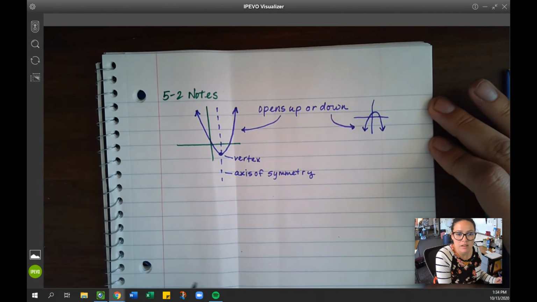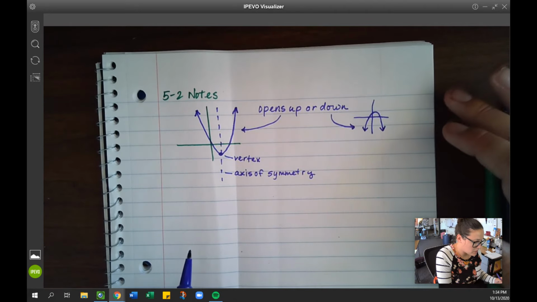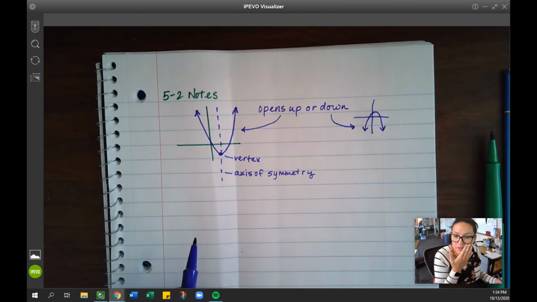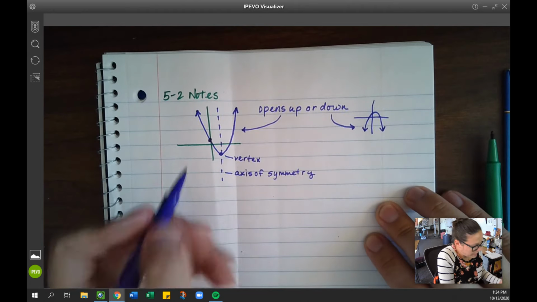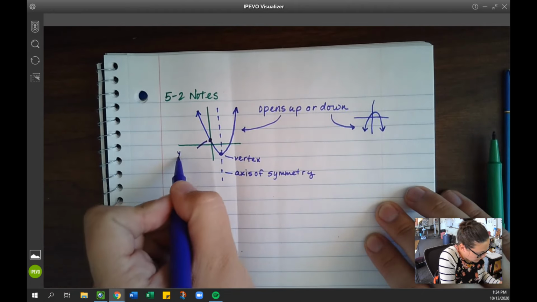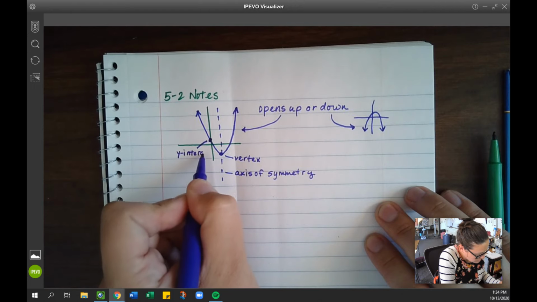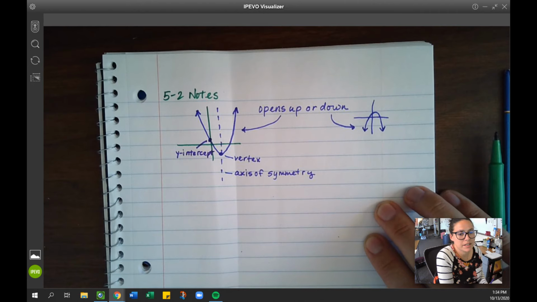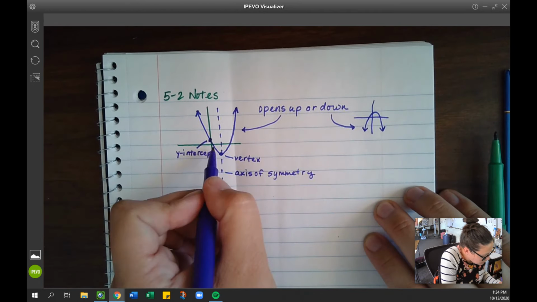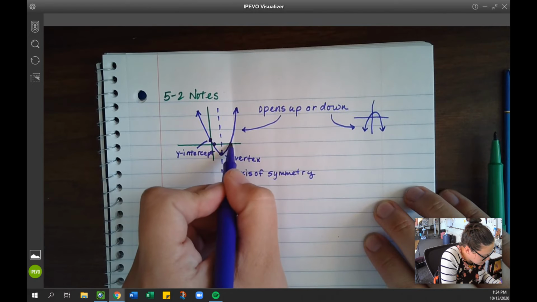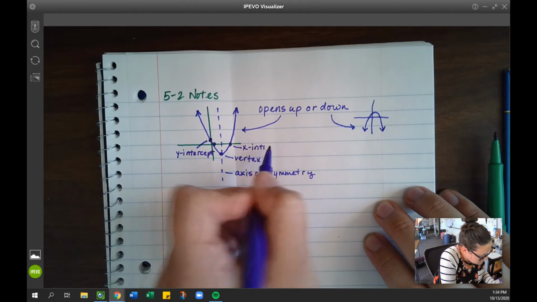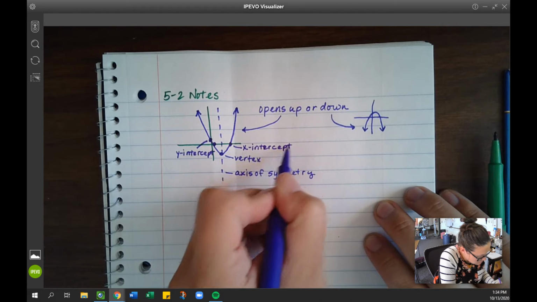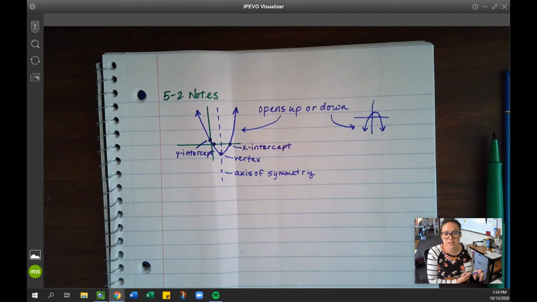Okay. Let's talk about a couple other points that we've talked about before and are true about other functions, but it's good to mention it again. Wherever the graph crosses the y-axis, that is known as the y-intercept. Wherever the graph crosses the x-axis, so in this case, this parabola has 2 x-intercepts. And it's possible for a parabola to have 1 x-intercept or 0 x-intercepts.